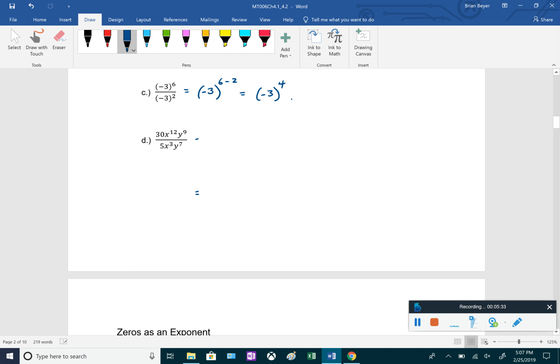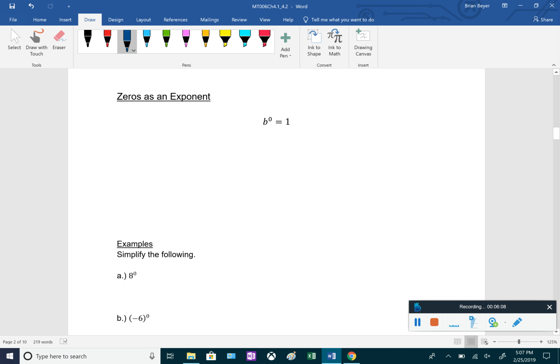And a little bit more complicated with this last one here. Once again, we have 30x to the 12th, y to the 9th, divided by 5x cubed, y to the 7th. So 30 divided by 5 is 6. x to the 12th divided by x cubed, subtract the exponents, times y to the 9th over y to the 7th. We're going to subtract the exponents, so 9 minus 7. So we get 6x to the 9th, y squared.